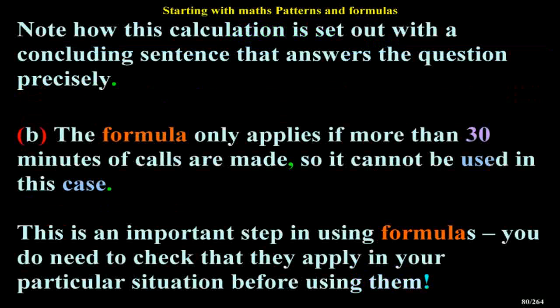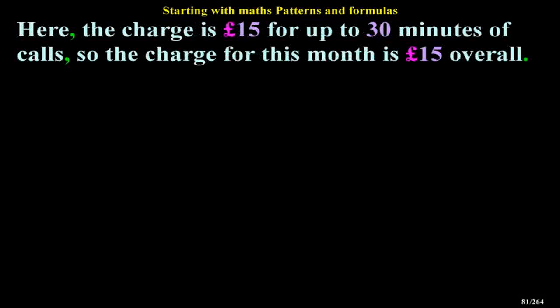B. The formula only applies if more than 30 minutes of calls are made, so it cannot be used in this case. This is an important step in using formulas. You do need to check that they apply in your particular situation before using them. Here, the charge is £5 for up to 30 minutes of calls, so the charge for this month is £5 overall.